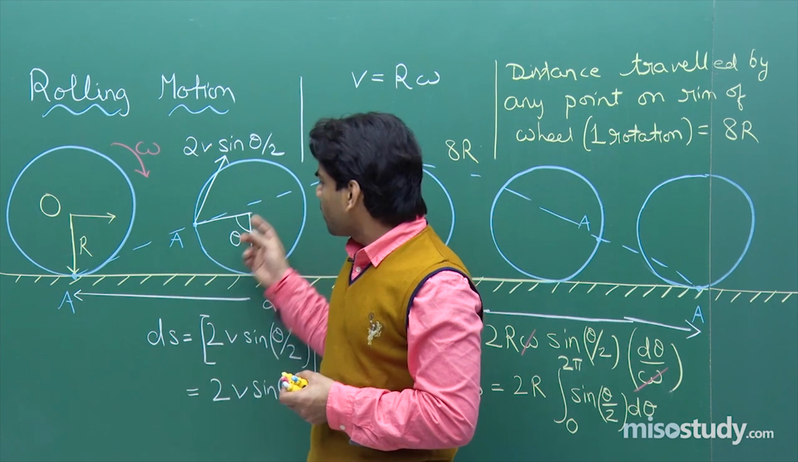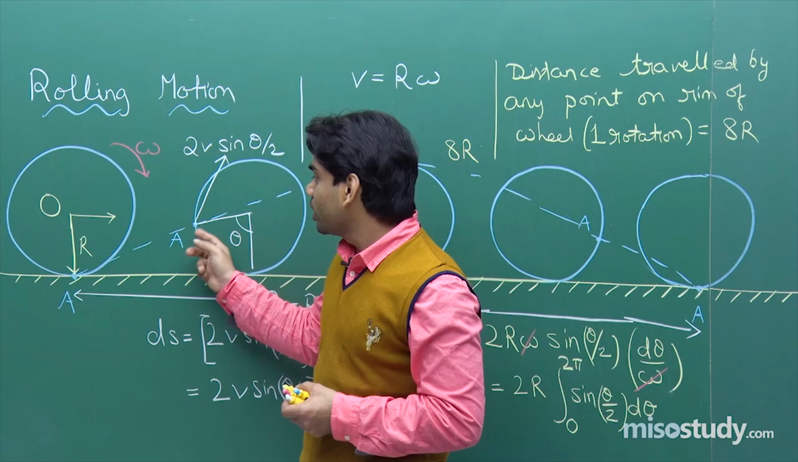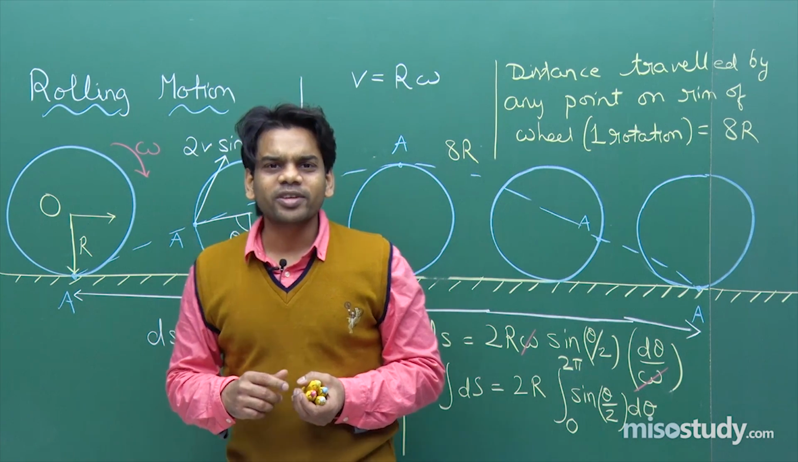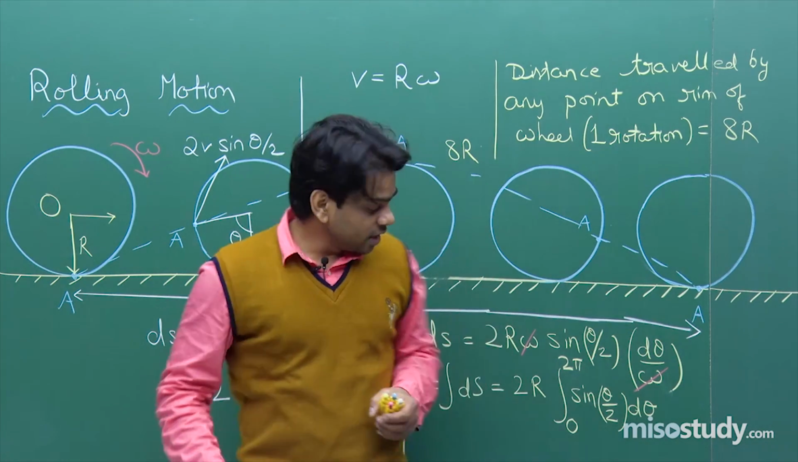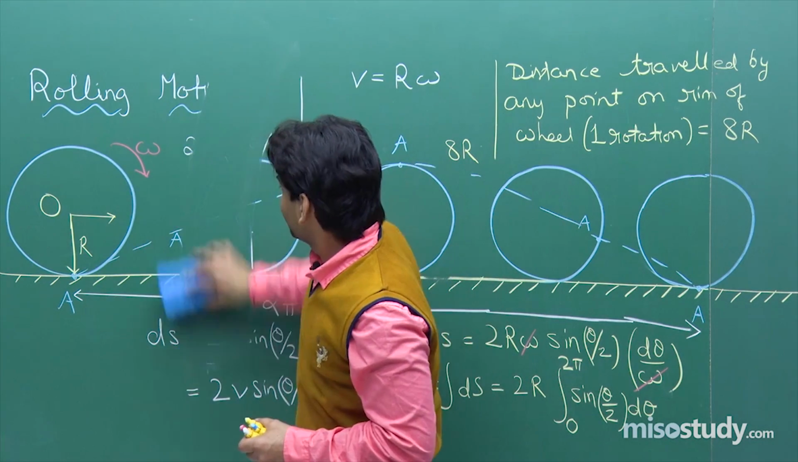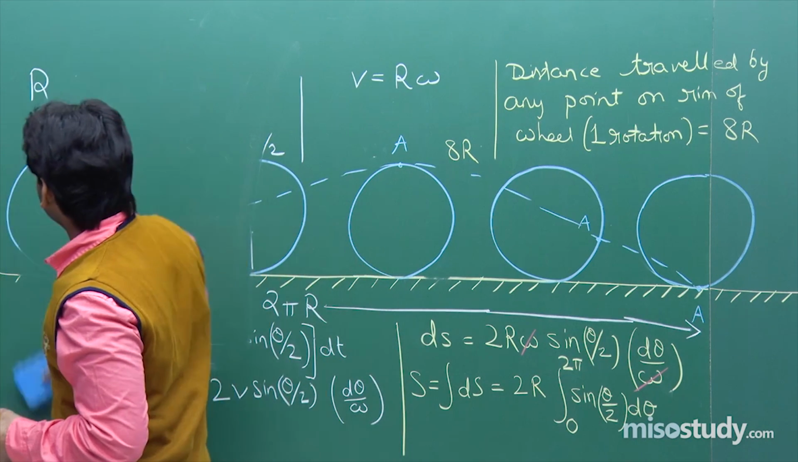Let's go ahead and also remember this formula. The velocity of any point on the rim is nothing but 2v sin(theta/2), which we have already derived in one of the classes. This was the kinematics of rolling motion. Shall we go to the dynamics of rolling motion?